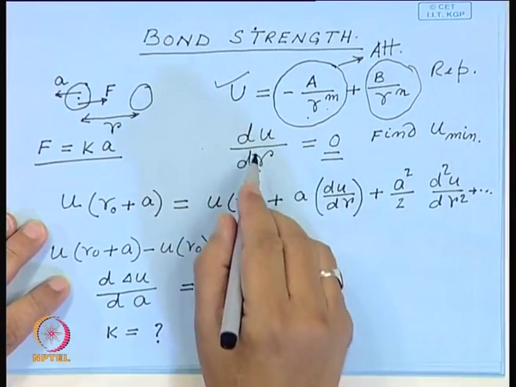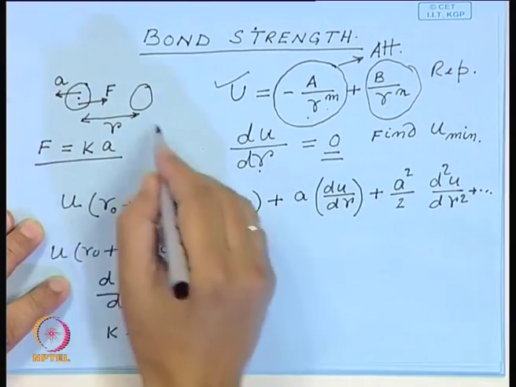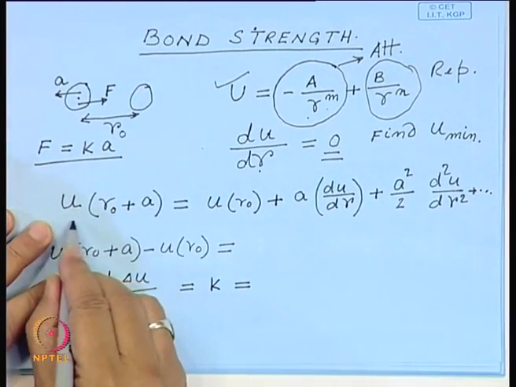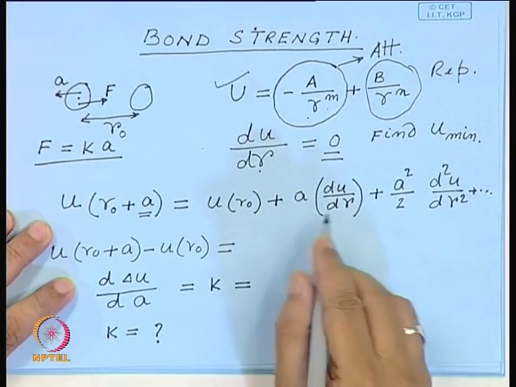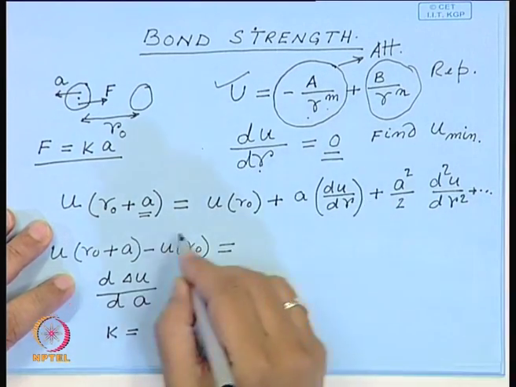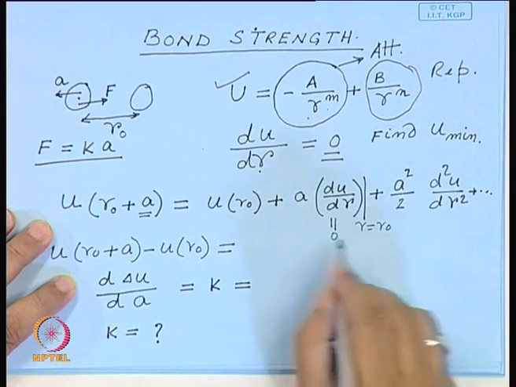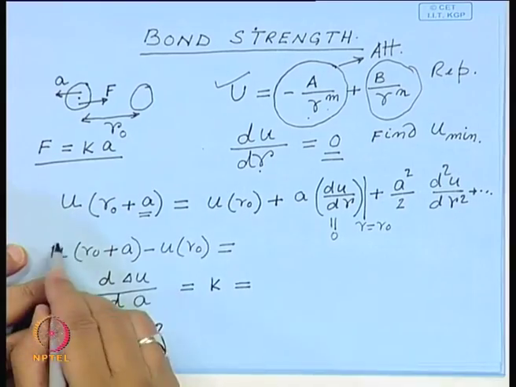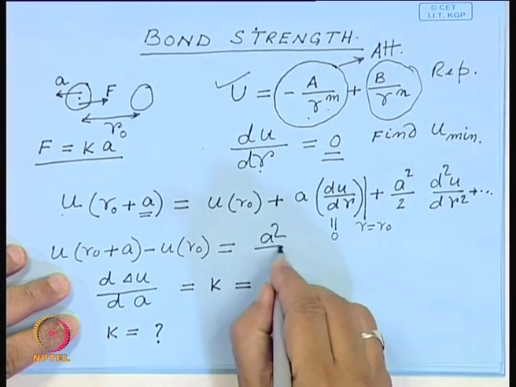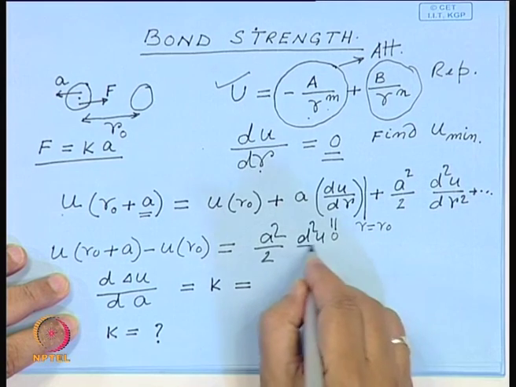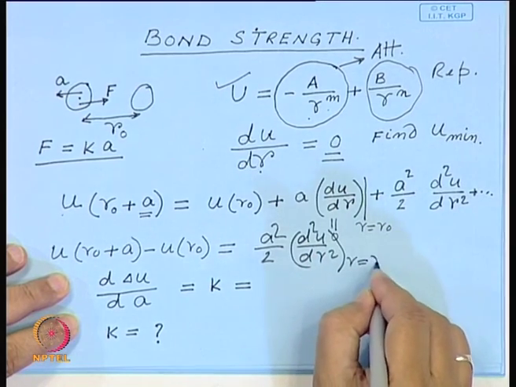And here, you can represent this using a Taylor series around the position of equilibrium where the distance is r naught. So, this is what has been done. This is a small displacement. If you express this in a Taylor series, this is the expression that you get. Now, here this part at r equal to r naught is 0. Therefore, this change in energy is represented as a square by 2 d2U/dr2, and all this is at r equal to r naught.